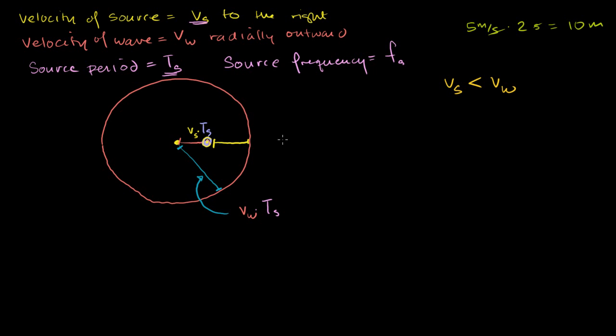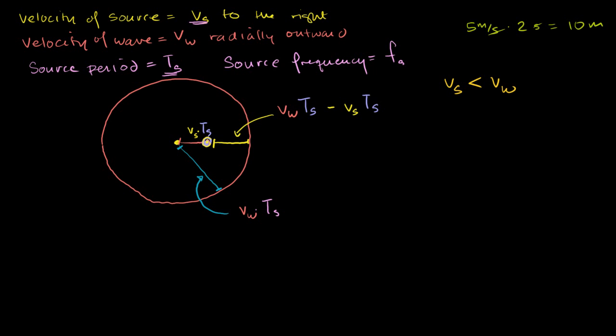Well, this whole radial distance, we already said, is v sub w, the velocity of the wave, times the period of the wave from the perspective of the source. And we're going to subtract out how far the source itself has moved. The source has moved in the direction, in this case, if we're looking at it from this point of view, of that wave front. So it's going to be minus v sub s, the velocity of the source, times the period of the wave from the perspective of the source.